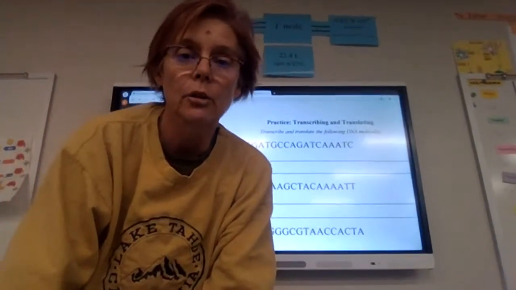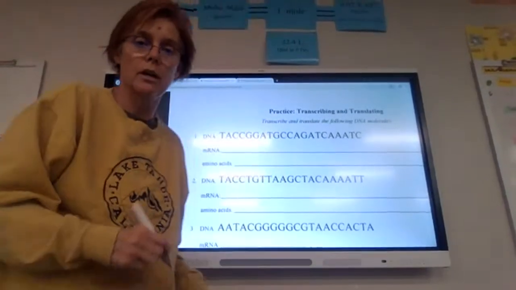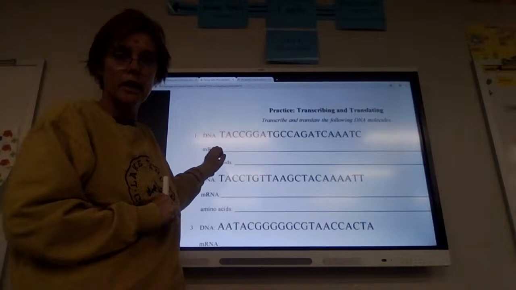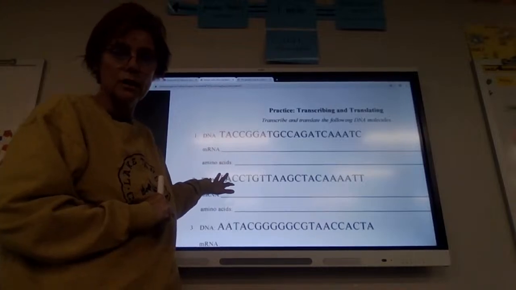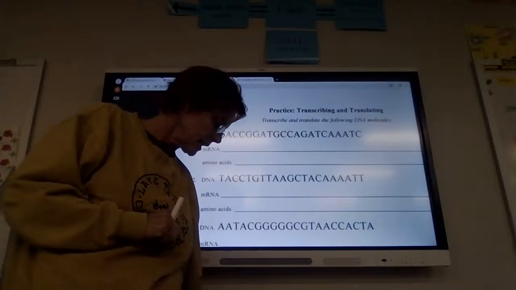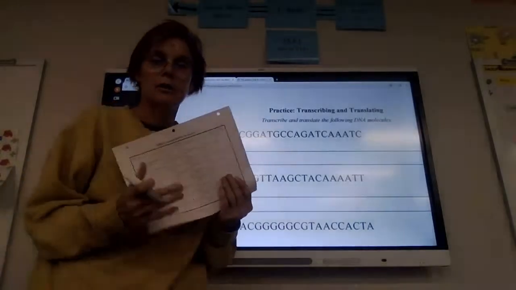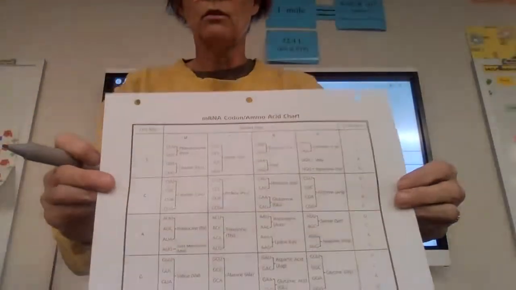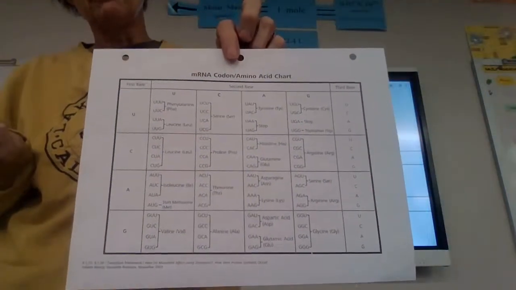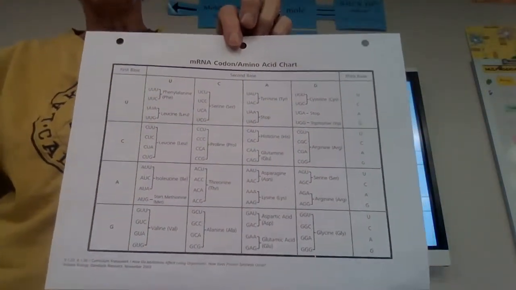So I'm going to quickly show you how to convert from DNA to RNA and then find the amino acids, in case you're having problems, okay? First, you need to have this sheet that I gave you. It's going to help you find the codons. I'll show you how to use the round one. I prefer this one, but it doesn't really matter.